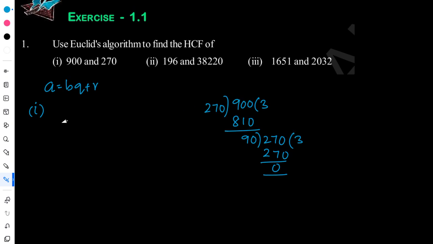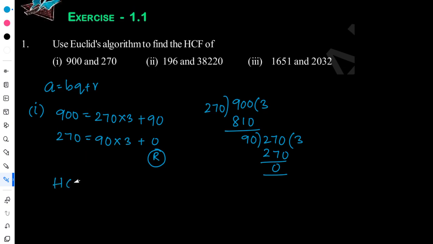So now write here: 900 equals 270 into 3 plus remainder 90. Now write this 270 here, equal to this 90 here. Divide 270 by 90. 90 times 3 is 270, so 90 into 3 plus 0. The remainder is 0, so we stop this process. Now this 90 is called the HCF. Therefore the HCF of 900 and 270 is 90. So this is the answer.